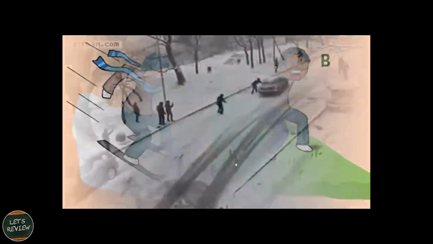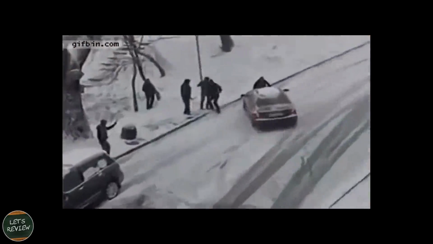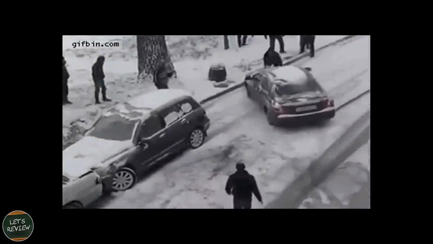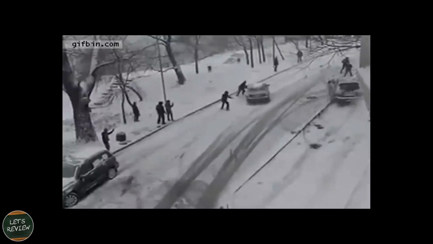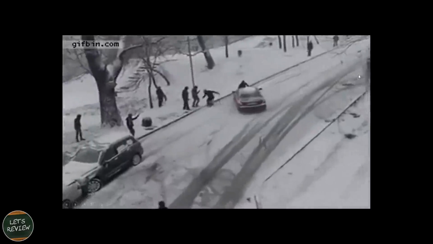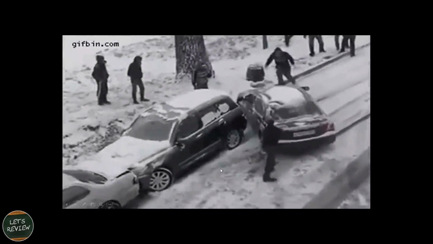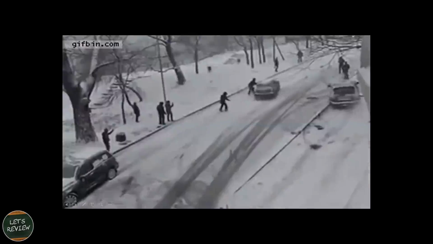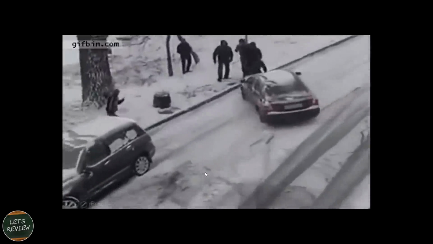So let's see. On this kind of road, it will be hard for us to stop this moving car, even if it is already in a brake position, because the road is so smooth because of the ice. So therefore we can say that there is less friction present on this road, the reason why this car keeps on moving.